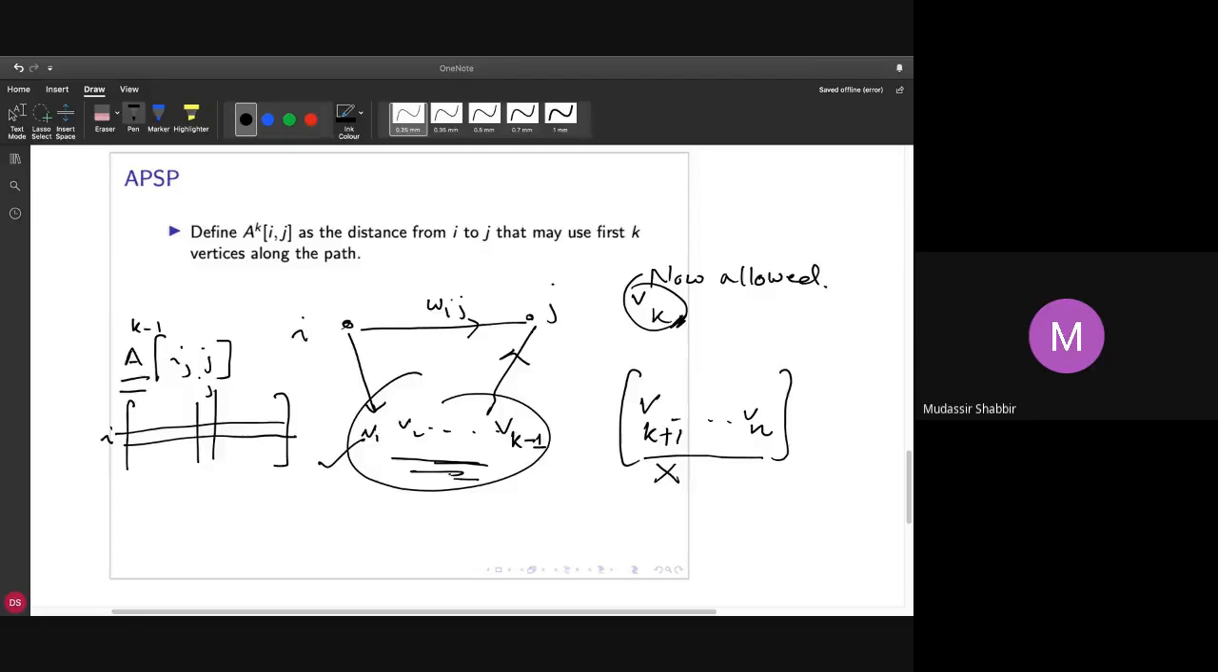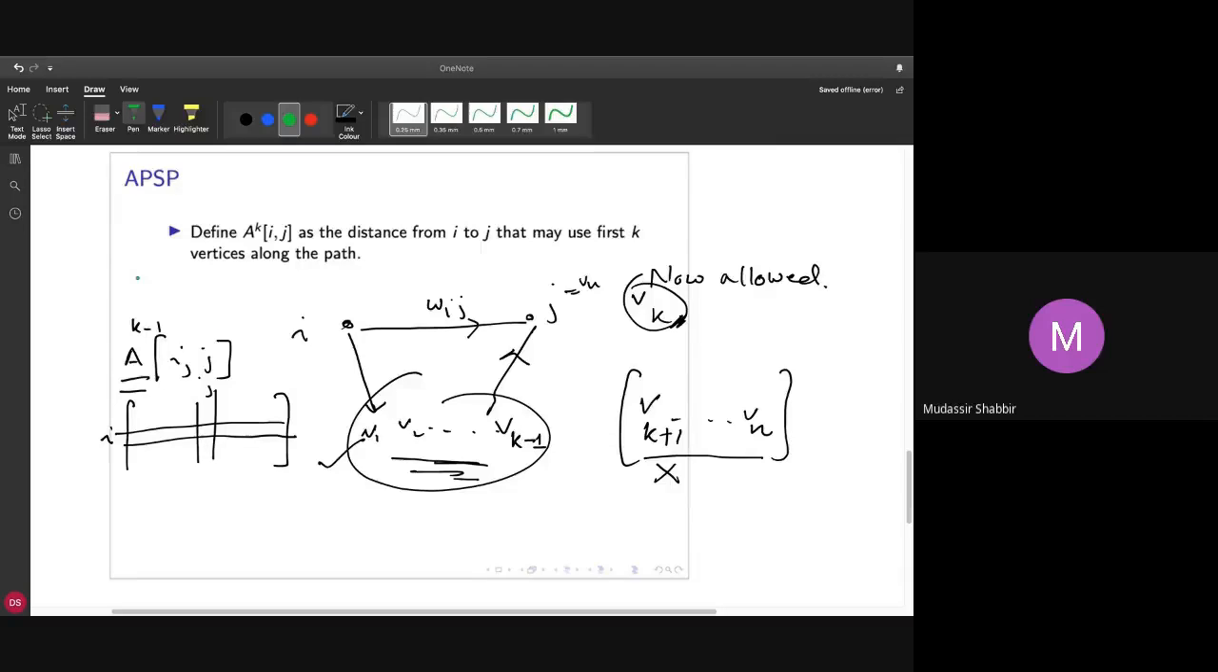Okay, so it's possible that i and j are themselves, I don't know, i is the first vertex and j is the last vertex, probably v_n. Okay, so these can themselves be outside this set. Okay, i and j need not be in this set. They are allowed to be outside the set. But on this path, all the other vertices besides these two must be from this set, v1 to v_{k-1}. Okay.